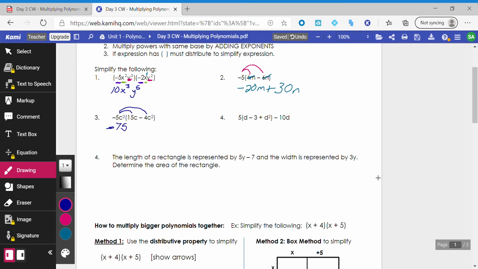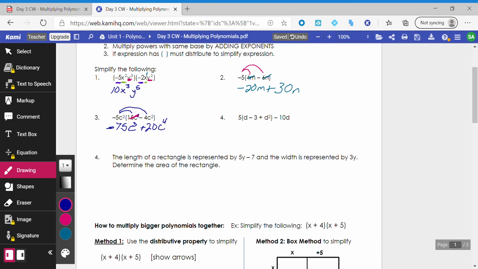And now I do the c squared times the c again. No exponent means we have an exponent of 1 on this c. Base is c. 2 plus 1 gives me an exponent of 3. So I took care of the 15c. And now I multiply the negative 5c squared times the negative 4c squared. Negative times negative makes a positive. 5 times 4 is 20. And then c squared times c squared, the base being c, 2 plus 2 gives me a new exponent of 4.